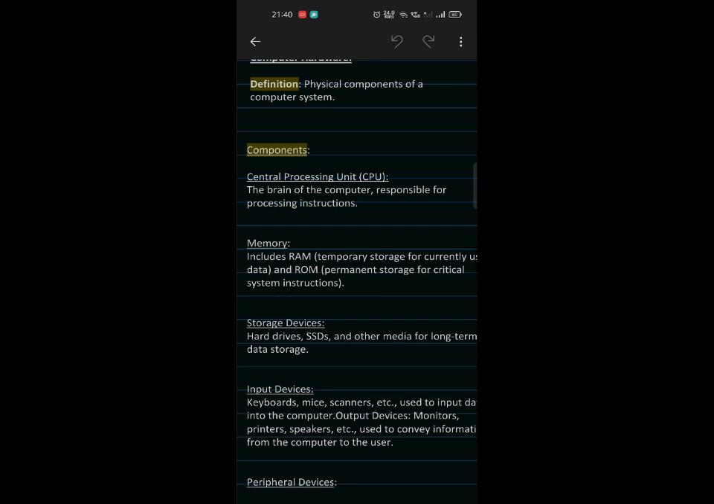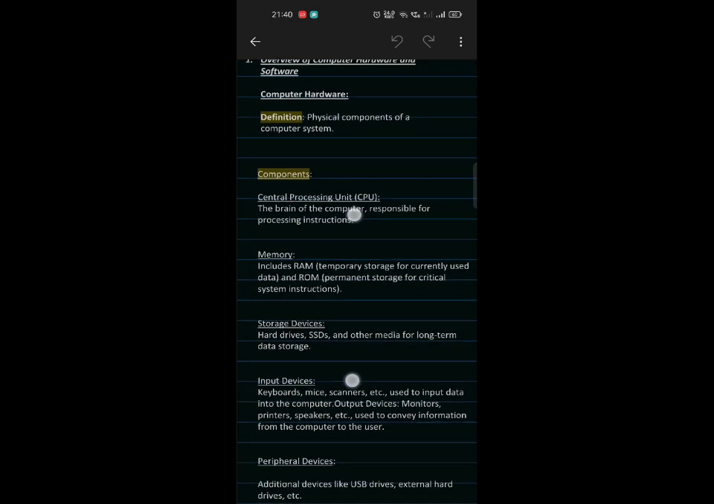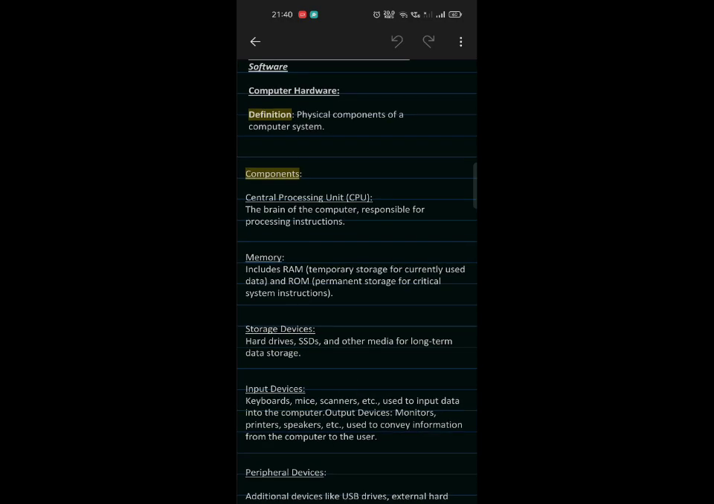Memory is the storage device. It is of two types, RAM and ROM. RAM stands for random access memory. ROM stands for read-only memory. RAM is temporary storage for currently used data. ROM is permanent storage for critical system instructions. And storage devices, like hard disk, SSD, and other media, are for long-term data storage.